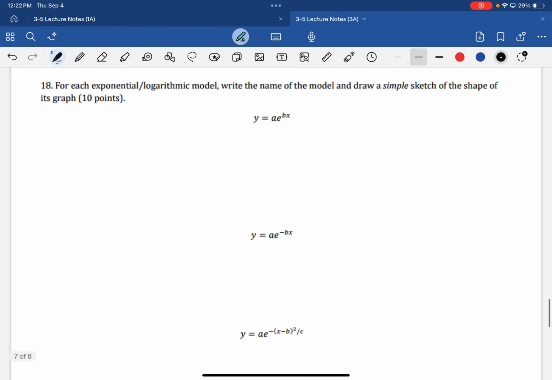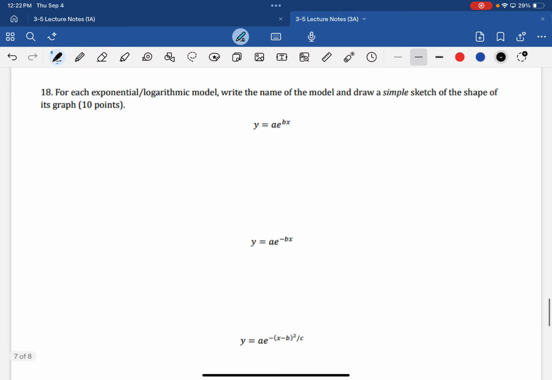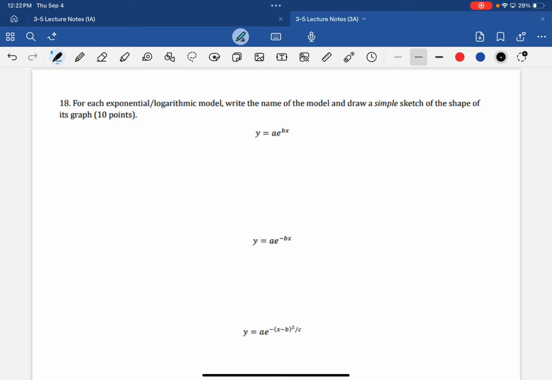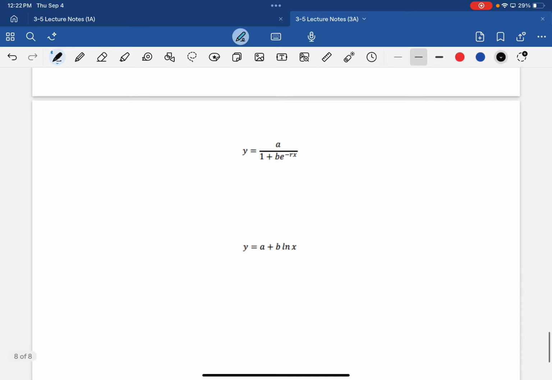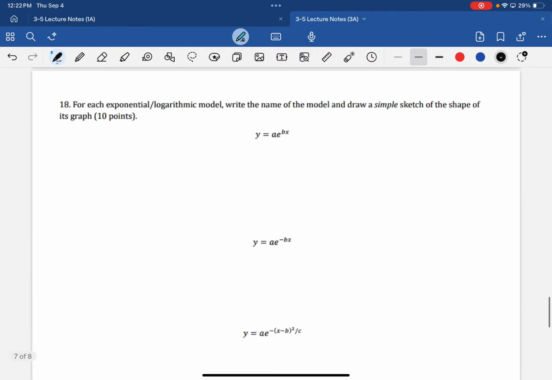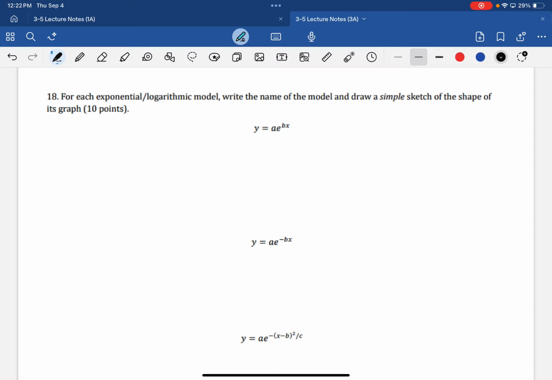Okay, so on the test, I've taken a screenshot of the test and I've put it right here. This is all you need to do. You're going to get 5 equations. This is literally a screenshot from the test, okay? You're going to get these 5 equations, and you need to write the name of the model and draw a simple sketch of the graph, okay? So for this, you would write, what is this? Exponential growth. And then you would have to draw a simple sketch of the graph.